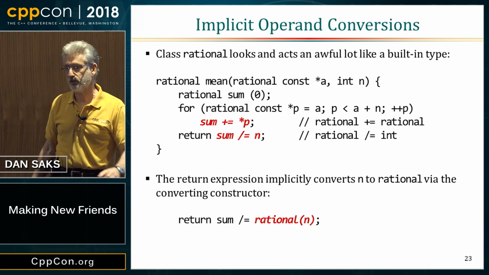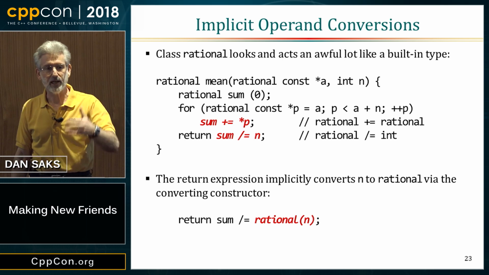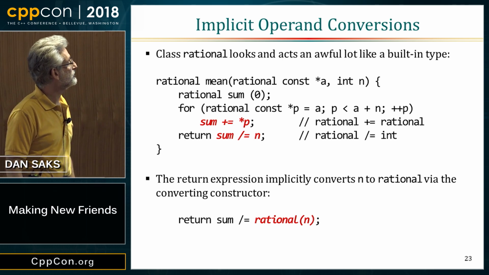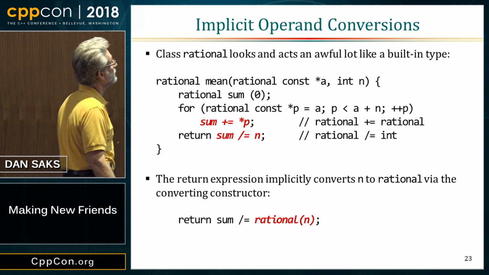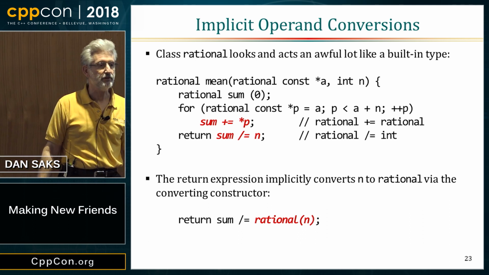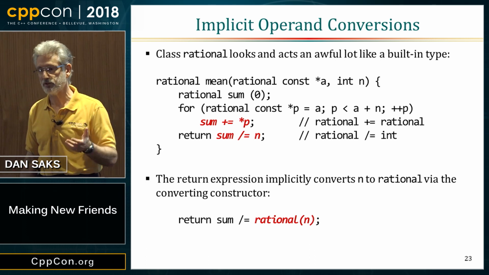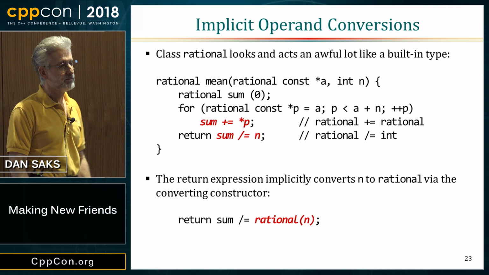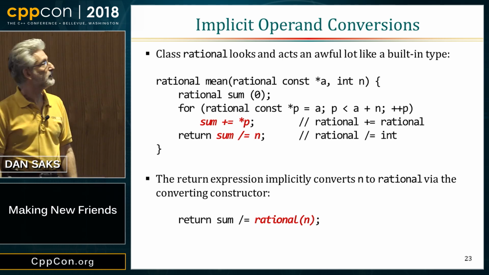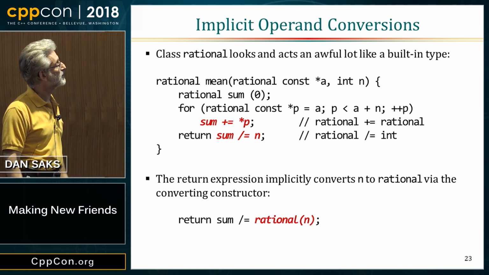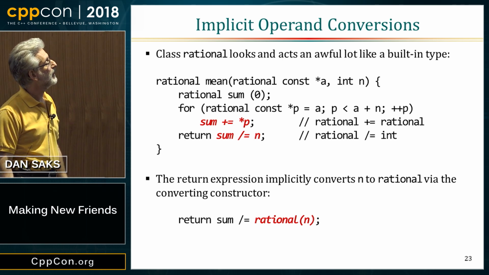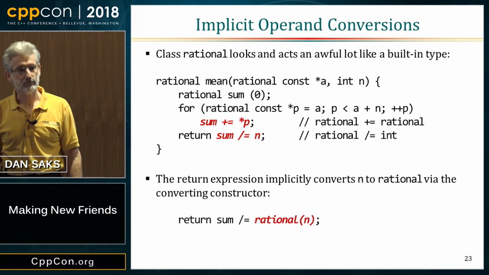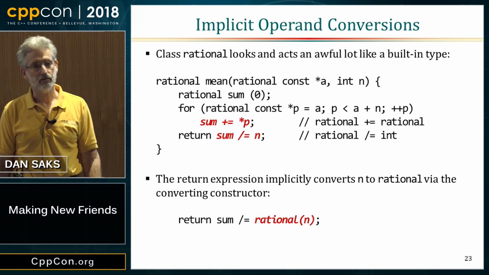All right, so now I'm going to show you a slightly more elaborate example just to illustrate some of the issues that are involved. So here is a rudimentary function that computes the mean for a collection of rational numbers in an array. Basically, I'm just summing up all of the elements in the array using the plus equals operator from the class. And when I get done, I divide that sum by the number of elements in the collection. And that should give me the arithmetic mean.